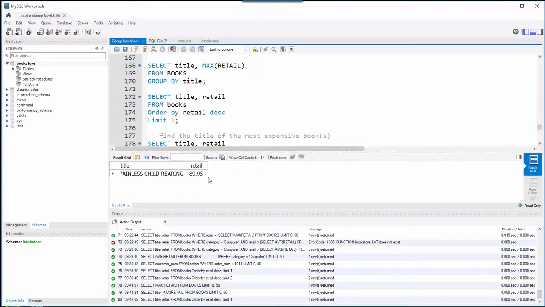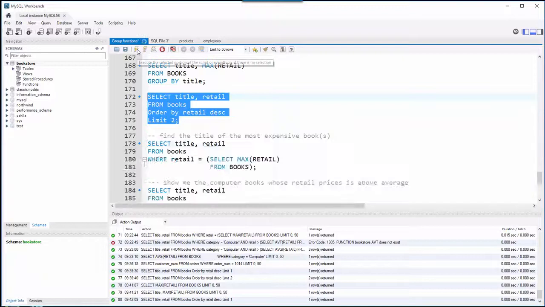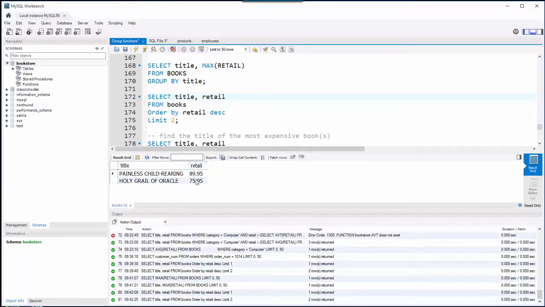There's our book. The one problem with this solution is there could be multiple books with that high price, right? There's no rule that says the highest price book only has to be one book. So then, of course, now what should the limit be? Should it be 1? Should it be 2? How many books have that price of $89.95?